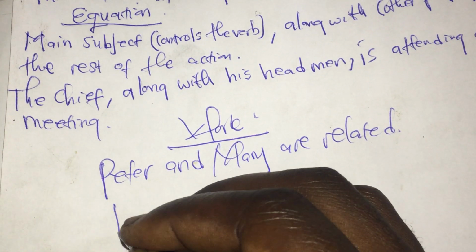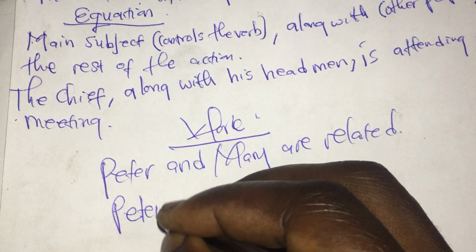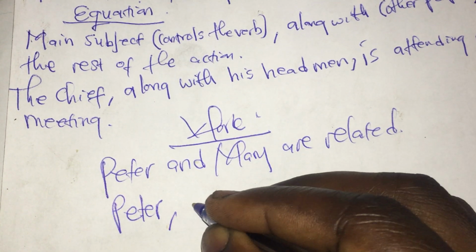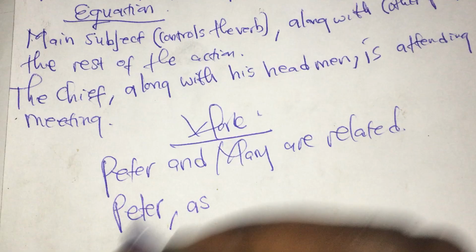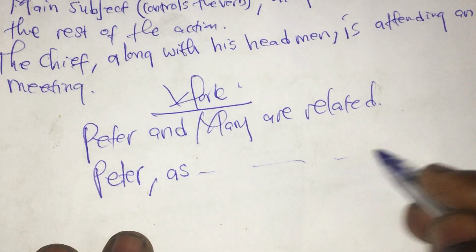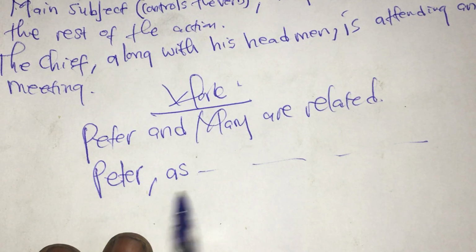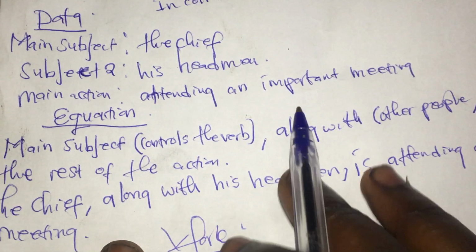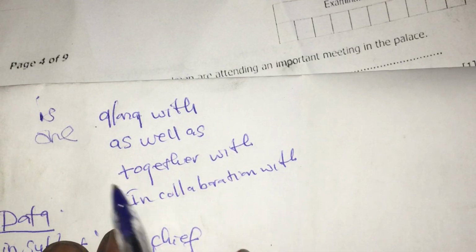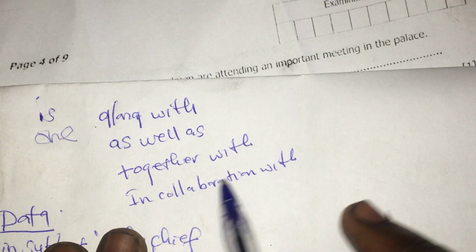Then now it's like this: Peter, comma, as, then finish it. So don't forget, these rewrites involve "along with", "as well as", "together with", "in collaboration with".